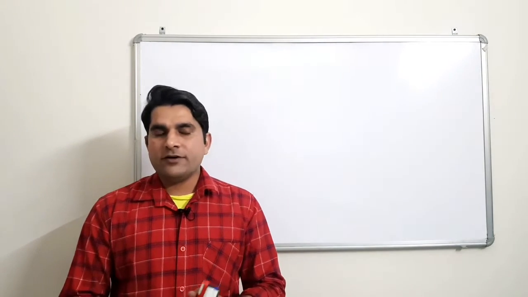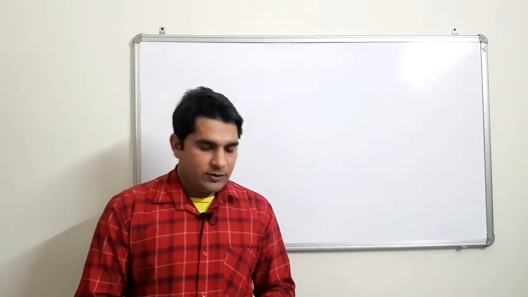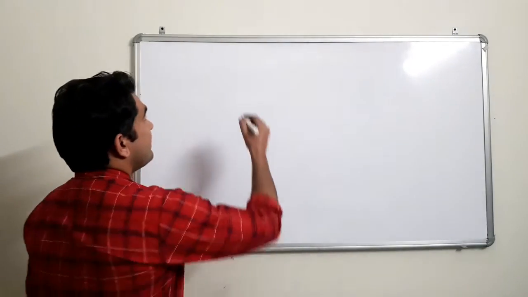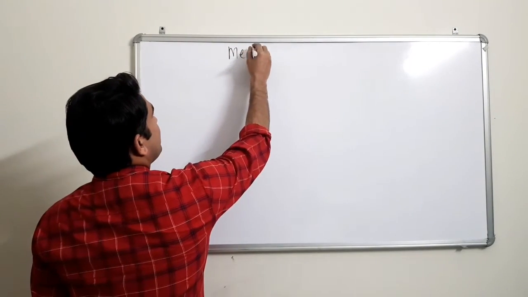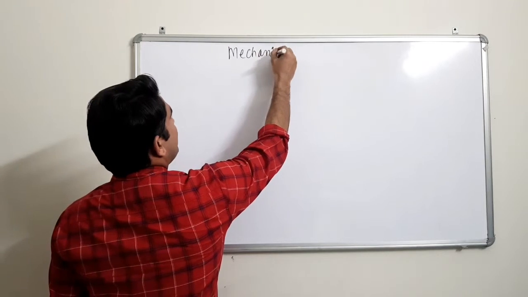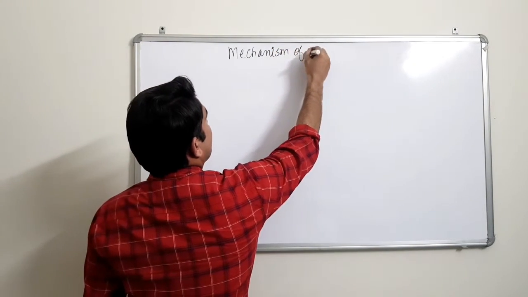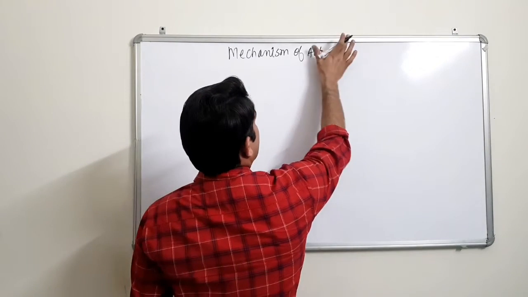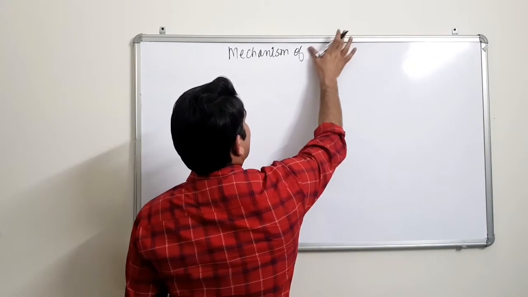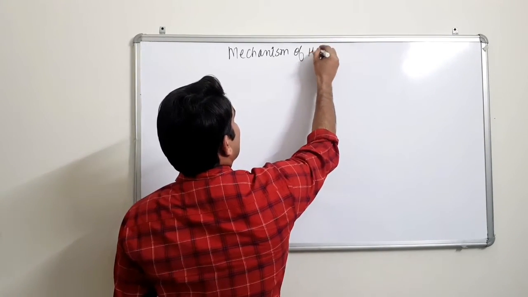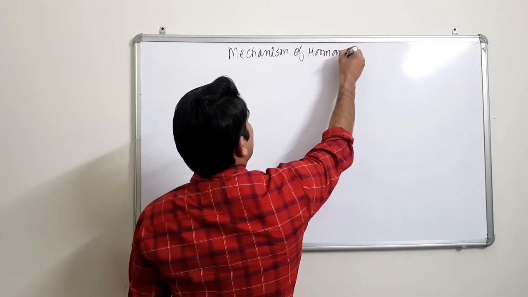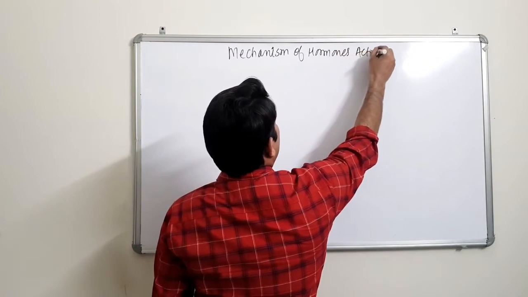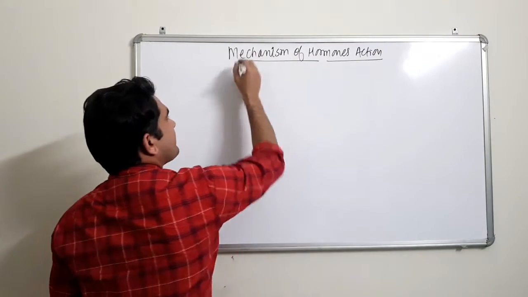So today we are going to discuss the mechanism of hormone action, that is, how hormones act on their target cell. When we discuss the definition of hormone, what are hormones? These are chemical messengers. They are intercellular and they are produced in what amount?